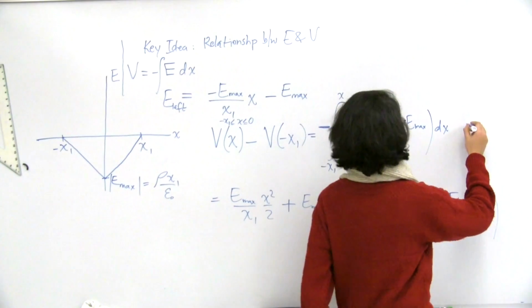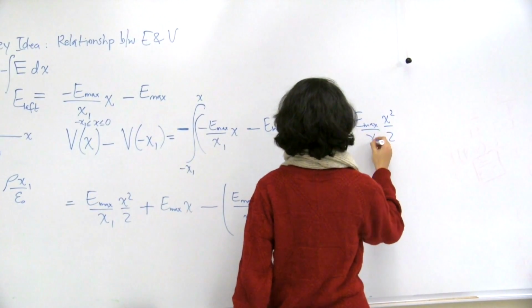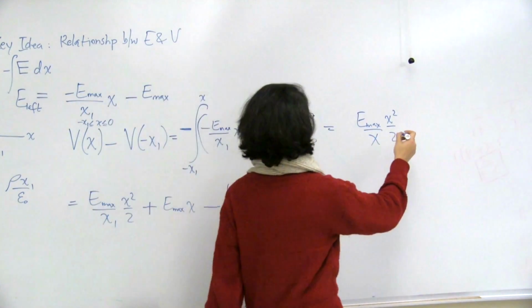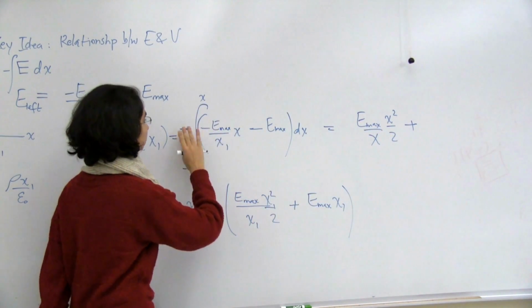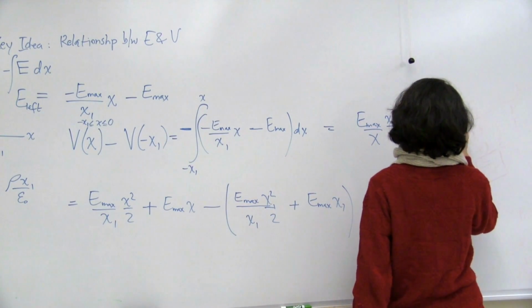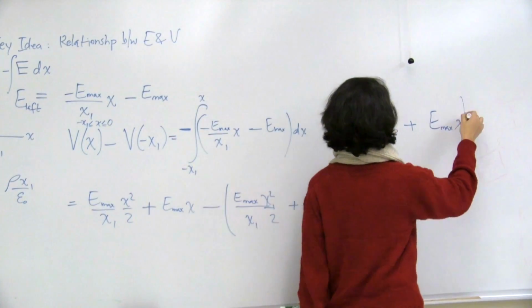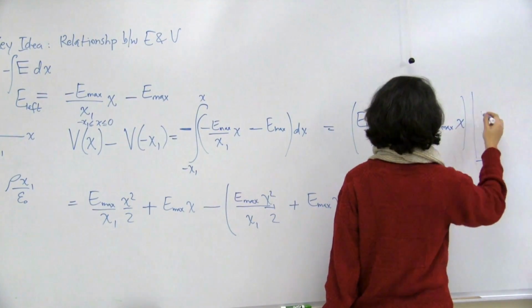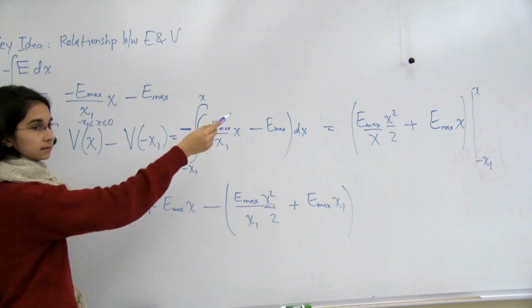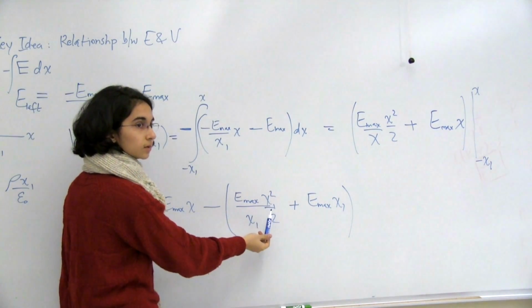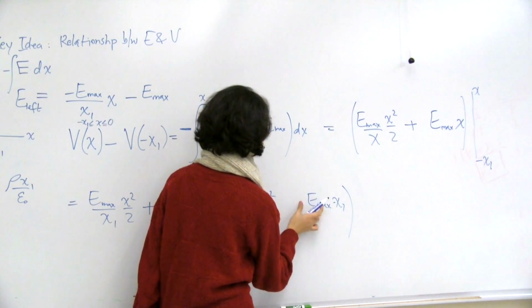So integrating this gives E max x squared over 2. I integrate that with respect to x plus. Did this make sense, that these negative signs became positive? So that's what I get integrating it, and then I have to evaluate it at these two limits. So I plug in x, and then I subtract plugging in negative x1.